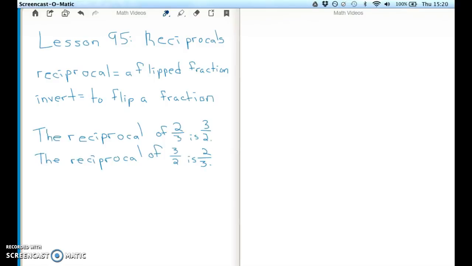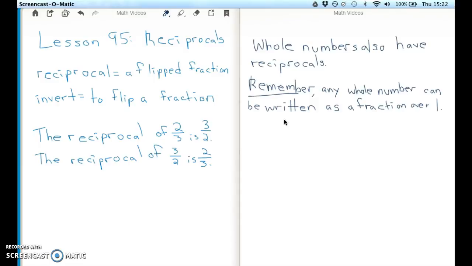Add these two statements to your notes. The reciprocal of 2/3 is 3/2. The reciprocal of 3/2 is 2/3. So here you can see how a reciprocal is a flipped fraction. Each of these times we took a fraction and we inverted it. We flipped it to create the other fraction. Look at the other side.